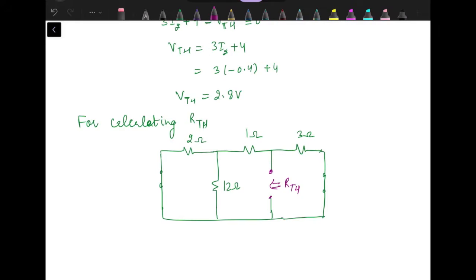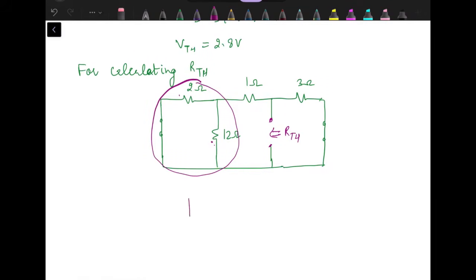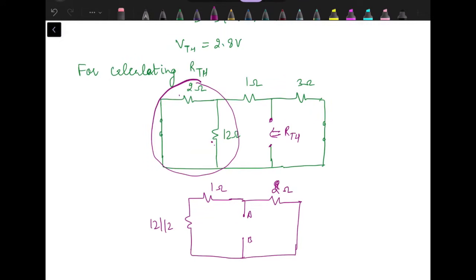So what we see, 12 and 2 ohm, these two they are in parallel. So we have parallel combination of 12 and 2. It's now connected in series with 1 ohm. Here A, this one is terminal B, 2 ohm resistance again. Now 12 and 2's parallel combination is in series with 1 ohm, and this whole combination is again in parallel with 2 ohm resistance.